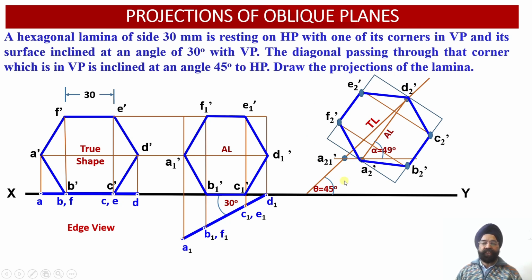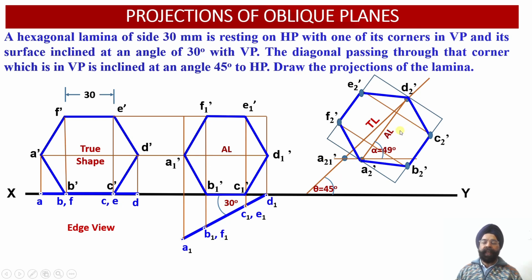These front view projections have been drawn when the lamina happened to be inclined with respect to the vertical plane at an angle of 30 degree, and the apparent length of the diagonal passing through the point D happens to be inclined with respect to the horizontal plane at an angle alpha equal to 49 degree. So this way, these are the front view projections of the oblique lamina.